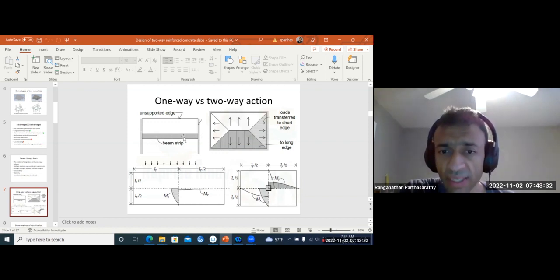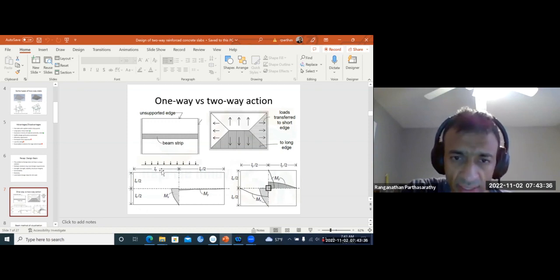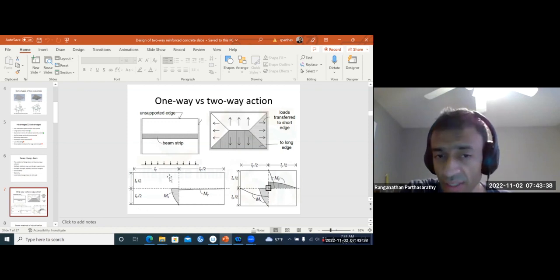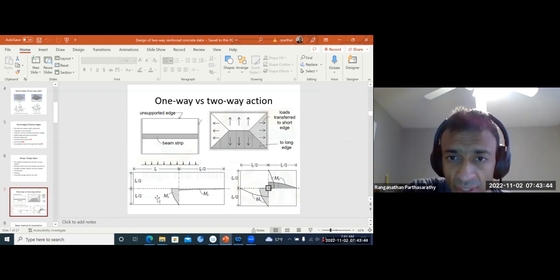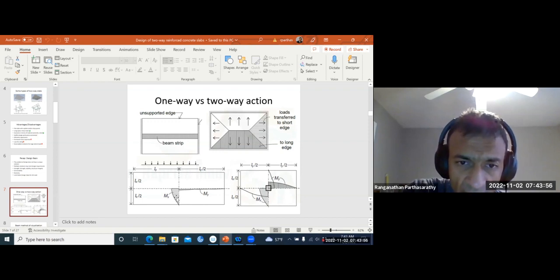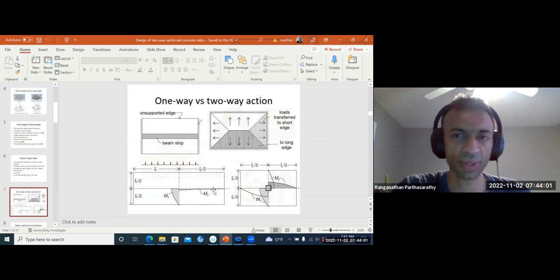Another case where we can say that it is one way action is the second case. Why is it one way here? Look at this second case: mostly the bending will only take place in this vertical direction. I put that as X, just following the textbook, but let me explain. Only in this direction, very little bending in this direction. Why is that so?